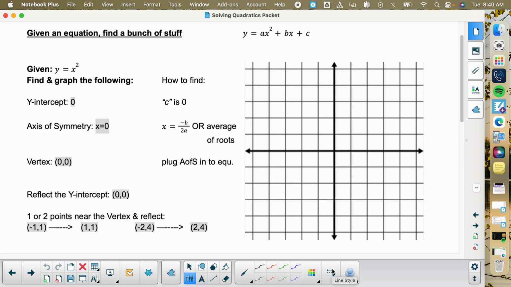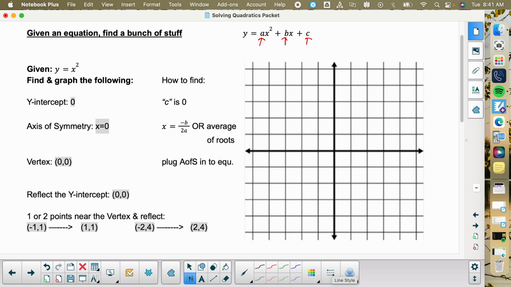So A is going to be the number on the x squared. B is going to be the number on the x. And then C is going to be the number by itself. Now, it does not have to have all three things. It's very possible that your equation would just have two of those. If it's missing one of them, that's going to be a 0.